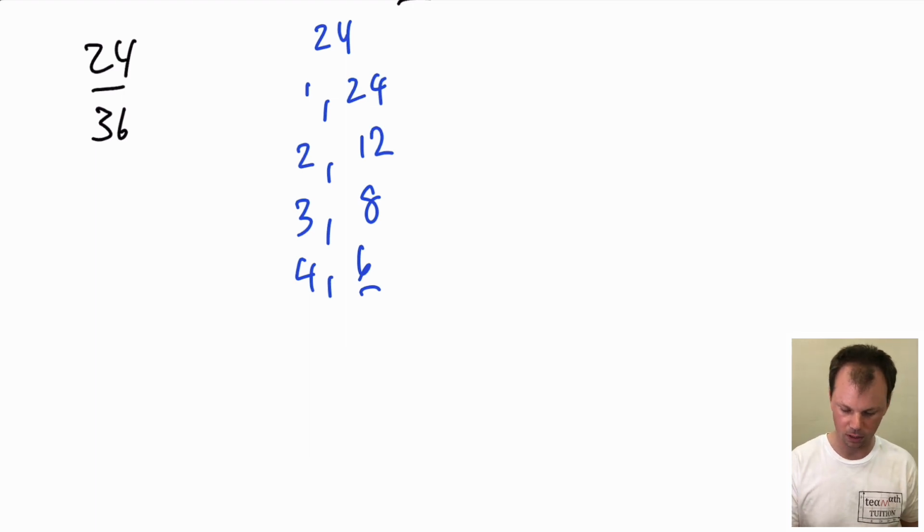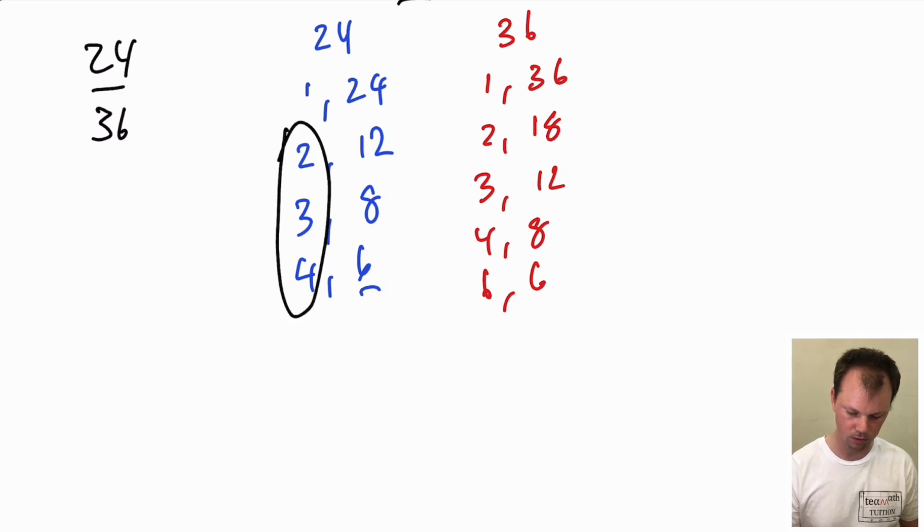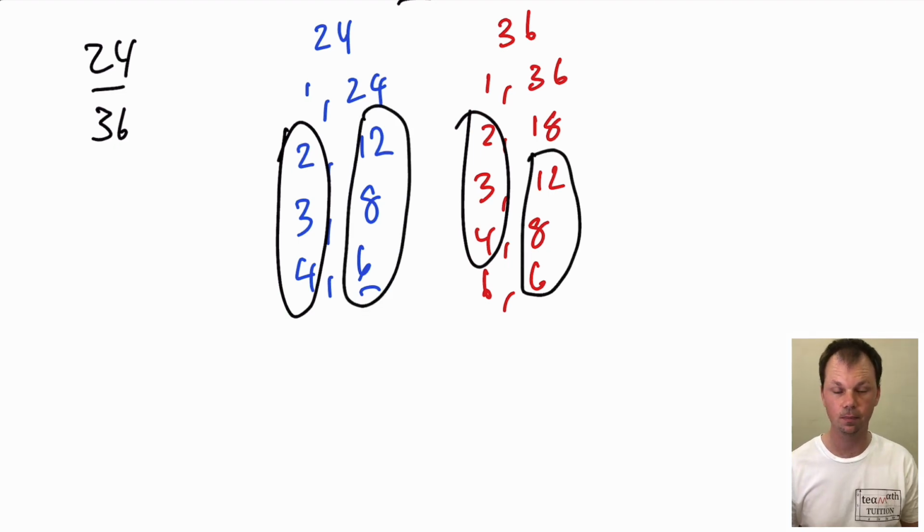If we are looking for 36, I'll quickly write these out. Okay, now looking at our common factors, we've got 2, 3, 4, and 6, 8, and 12 in both. So we've got 6 common factors. The easiest way to do this, or the quickest way to do it, is to pick the highest common factor. So we'll pick that first. I'll show you a different one a bit later.